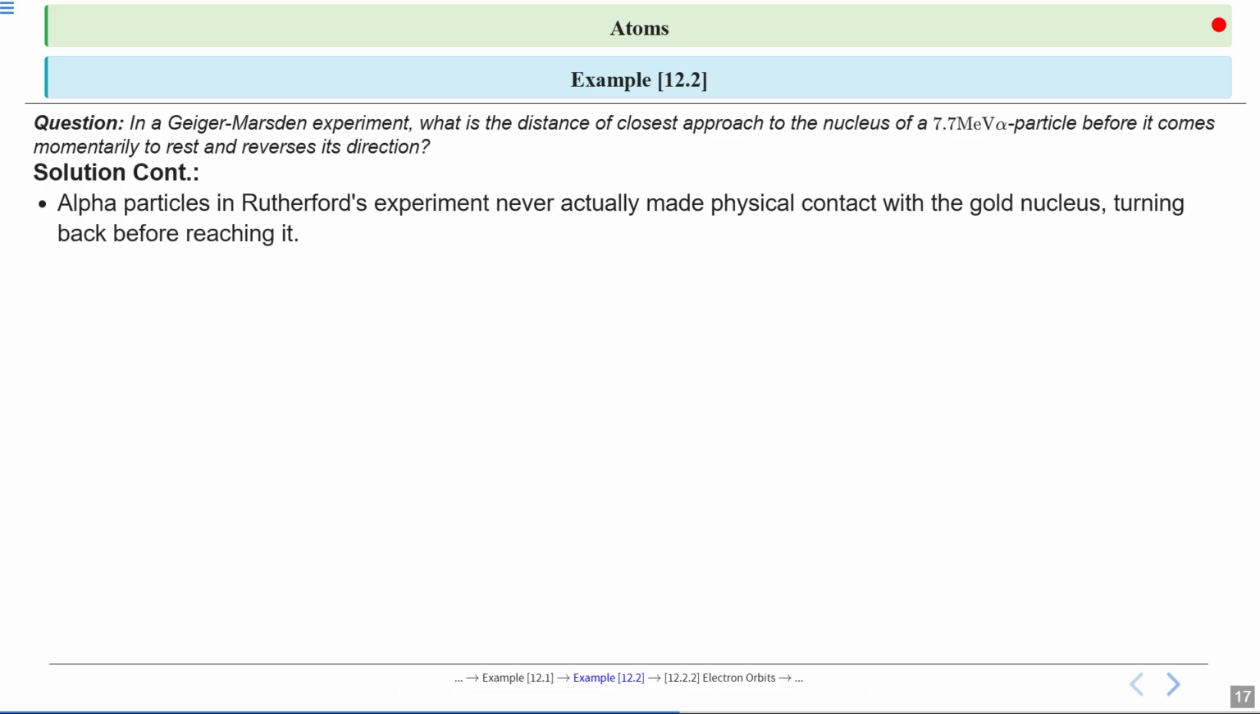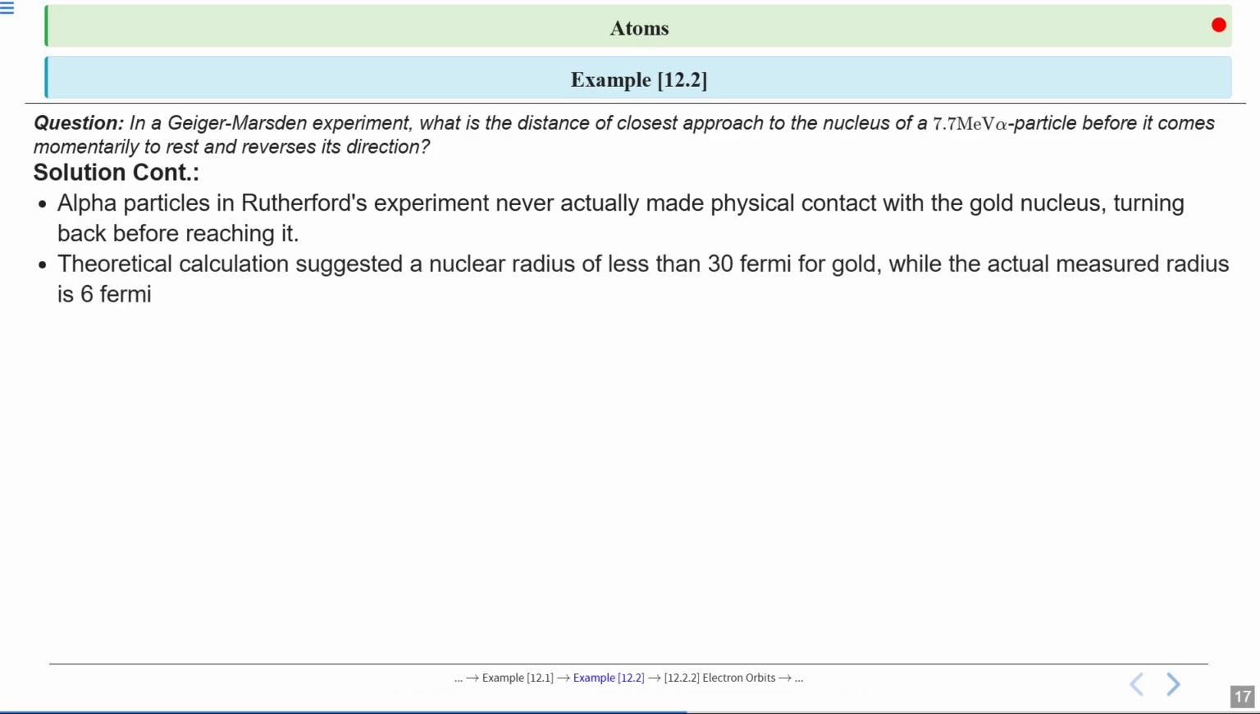So let's clarify what actually happens in Rutherford's experiment. The alpha particles, which are positively charged, never physically touch the gold nucleus. Instead, they get very close and then turn back due to the strong repulsive force. This shows us that the nucleus is very small and that most of the atom is empty space.